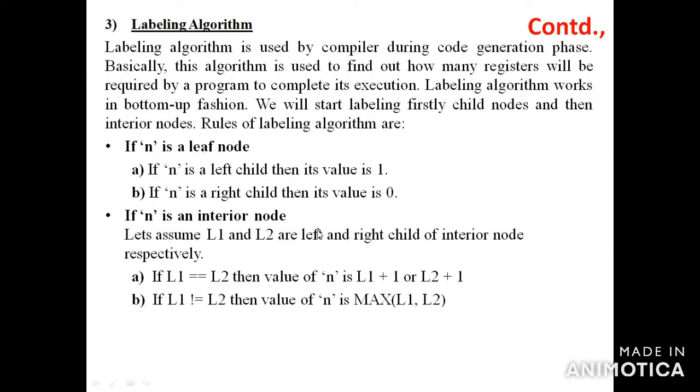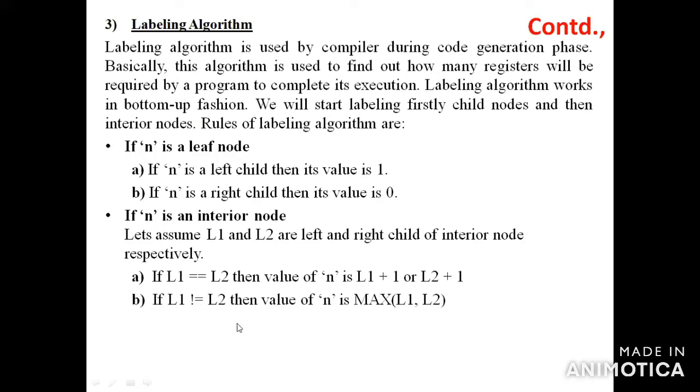What about the labeling algorithm? So the labeling algorithm is used during the code generation phase to find out how many registers will be required by the given program to complete the execution. So the labeling algorithm works in a bottom-up fashion. So in that, for the root node, the left child is L1 and the right child is L2.